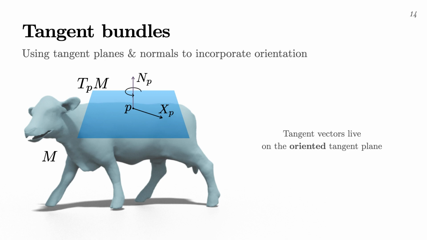A tangent plane at point P is represented here. It can be oriented with inner or outer normal on a closed shape. Following the usual rule, outer normal will correspond to counterclockwise rotation on the tangent plane, and inner normal will correspond to clockwise rotation. Any tangent vector at point P basically lives on this tangent plane.